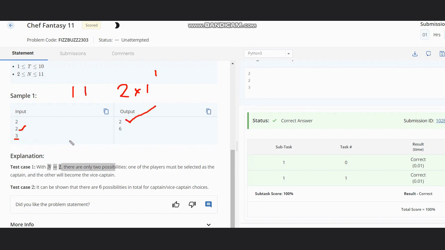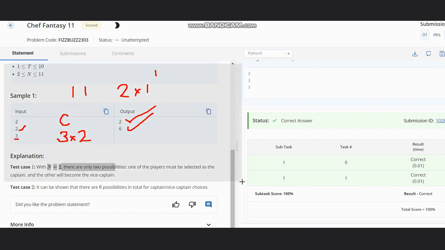Similarly for 3, if we have 3 persons, we have 3 possibilities for the captain, anyone. If we choose the captain, one is taken out of 3, and we are left with 2. So out of 2, anyone can be the vice captain. Hence the answer is 6. So I think you got the idea.